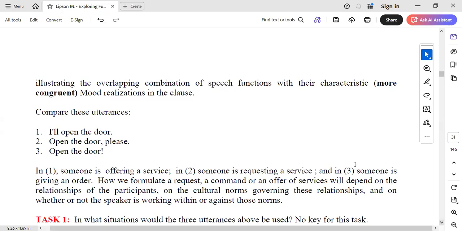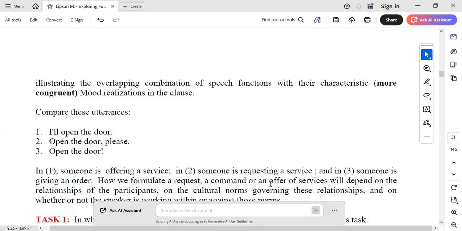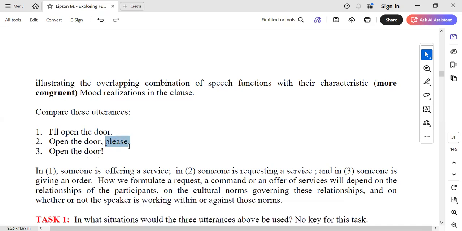Now, in one, someone is offering a service. In two, someone is requesting a service. And in three, someone is giving an order. Three may be "open the door". Why is this asking for a service? Because he's also using "please", showing the request.